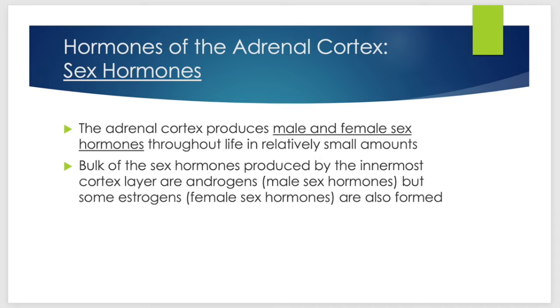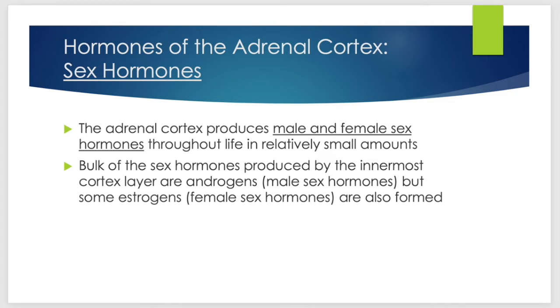And then next we have sex hormones. The adrenal cortex will produce both male and female sex hormones throughout the life of a person in relatively small amounts. The bulk of sex hormones produced by the innermost layer are androgens, which are male sex hormones. But it does produce some estrogens, which are female sex hormones.